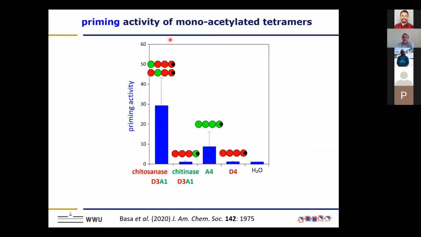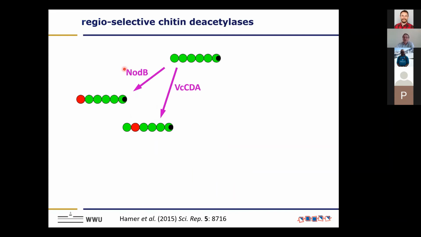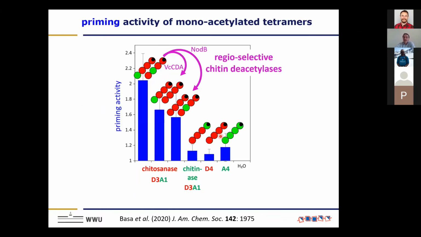Now we still have a mixture of two, and we wanted to know which one of these two really carries the priming activity. So we use a second set of enzymes, which are chitin deacetylases. In this experiment, we use two different bacterial chitin deacetylases, NodB from Rhizobium and VC-CDA from Vibrio. They are regioselective in that they deacetylate specific units. NodB only deacetylates the unit at the non-reducing end, whereas the Vibrio enzyme deacetylates only the unit next to the non-reducing end. Now, when we use these two enzymes, we can knock down one of these tetramers.